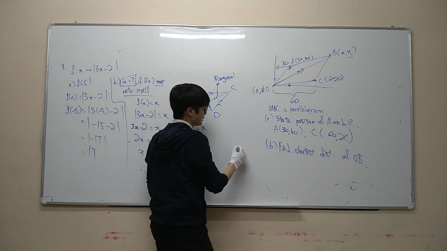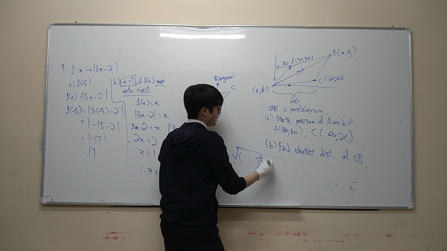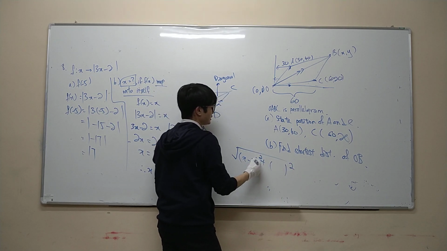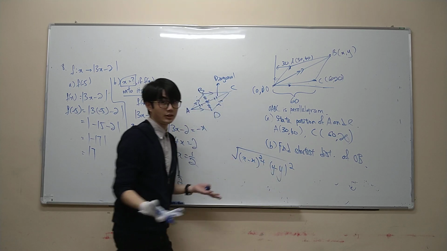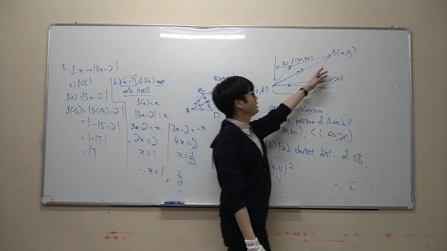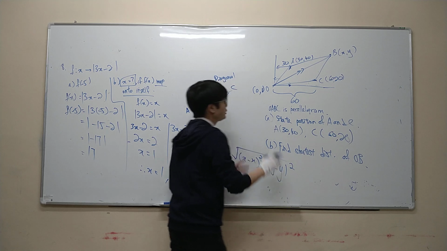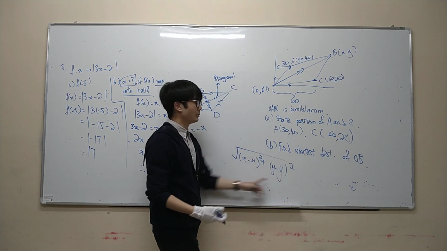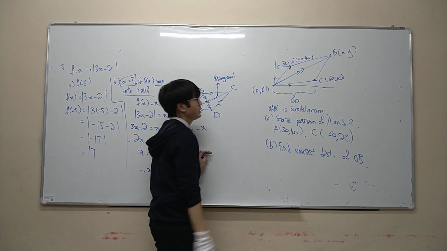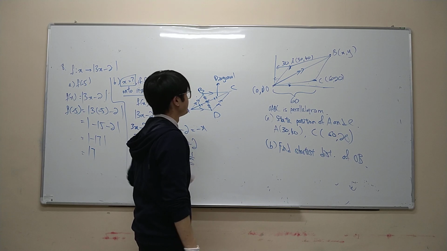What is the formula for distance? Square root of bracket squared plus bracket squared, where the brackets are x minus x, y minus y. But the problem is I don't know B. I need to find B first, so I need to find the coordinate of B before I can use the distance formula. So how do we find the coordinate of B?